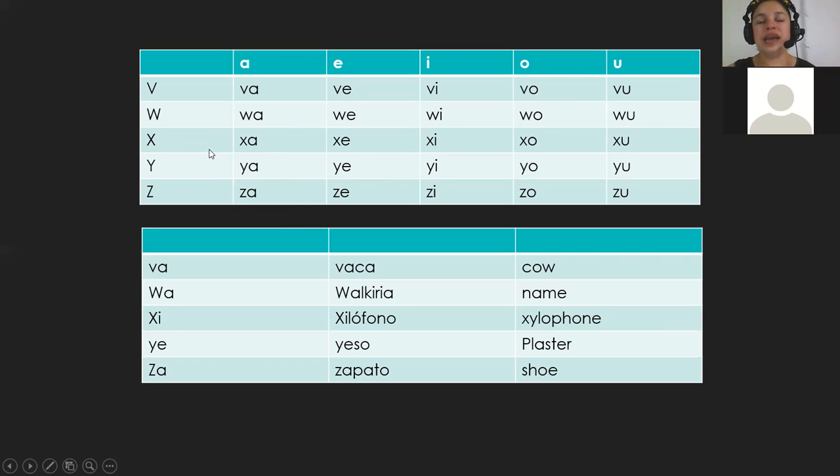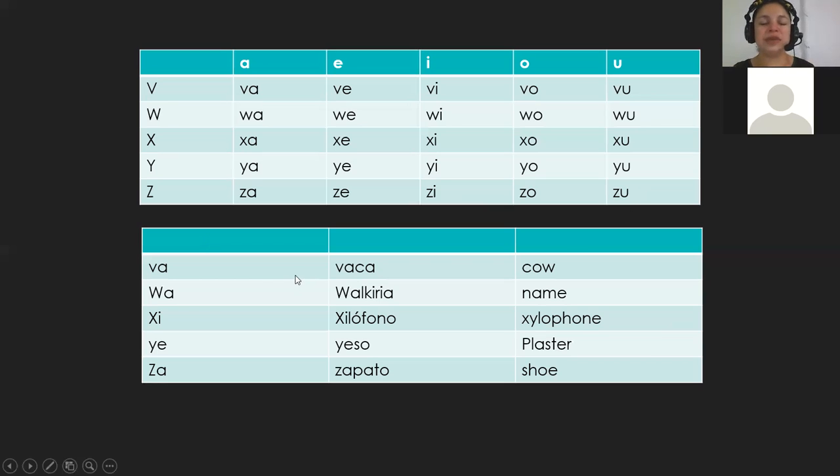X, sa, se, si, so, su. The Y, ya, ye, yi, yo, yu. The last one, Z or zeta. Sa, se, si, so, su. And there are countries that pronounce sa, se, si, so, su.